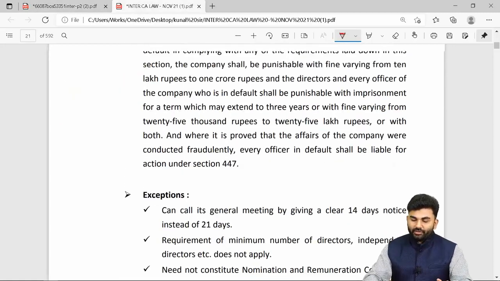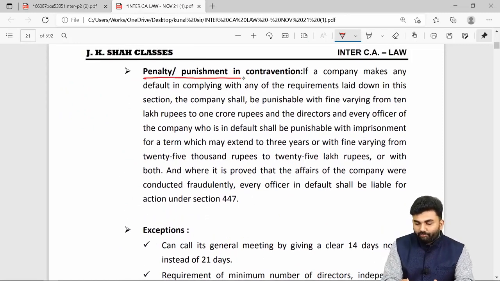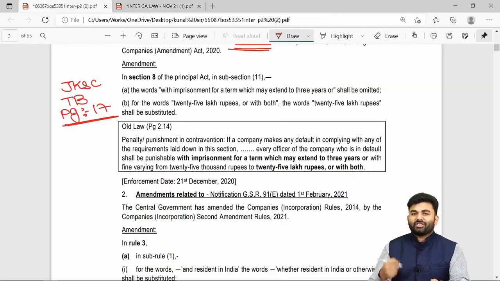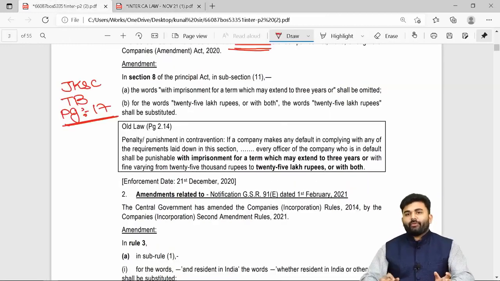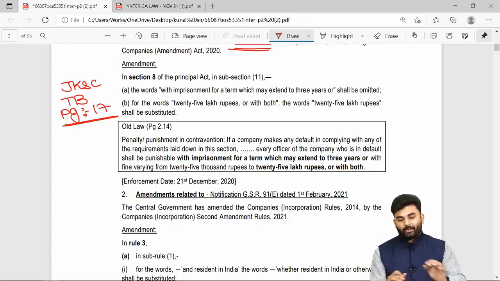See, whenever the provisions of section 8 are not fulfilled, then yes, there used to be some kind of penalty for the contravention of the provision. There is a slight change inside that penalty. In fact, the majority of changes in this RTP are towards the penalty provisions.